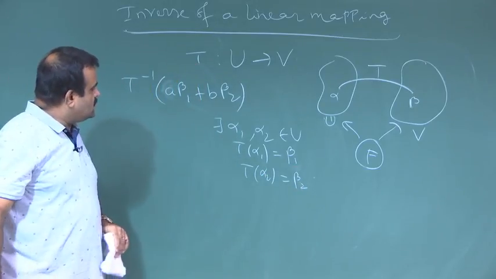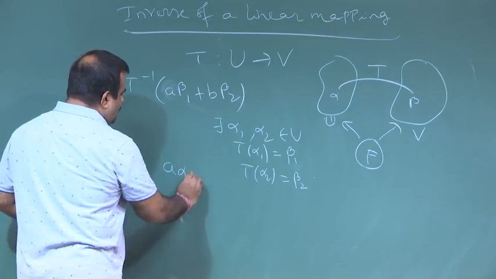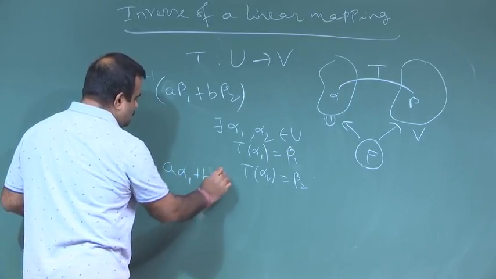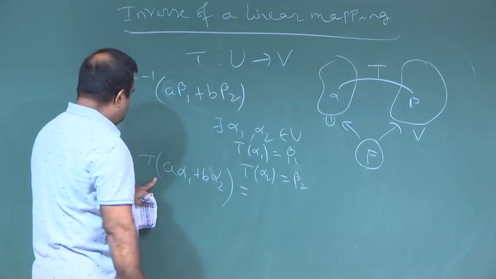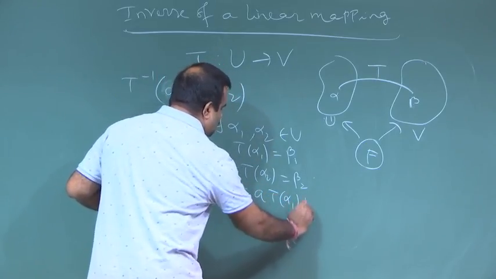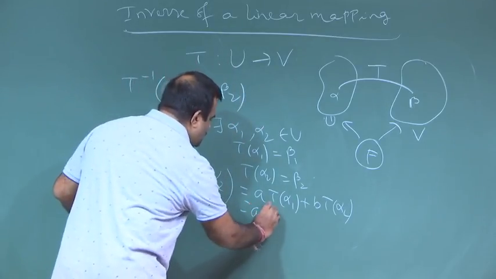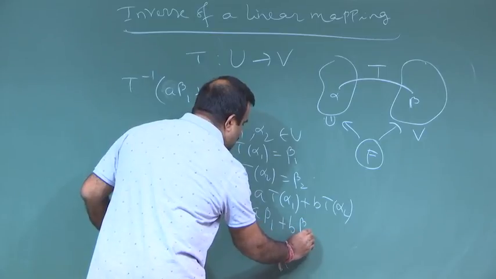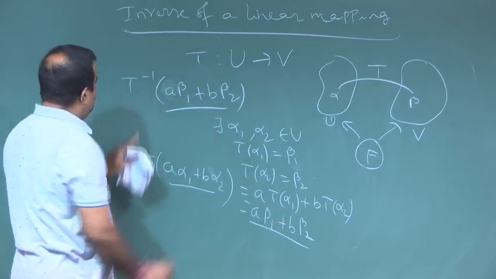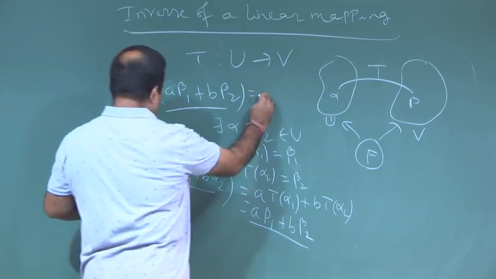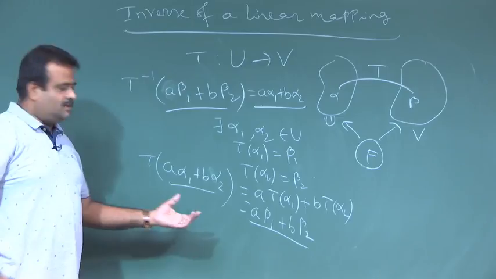So, now what do we do? We just take this. Now, what is a alpha 1 plus b alpha 2? If we apply T on it, since T is a linear transformation, this will be written as a T alpha 1 plus b T alpha 2. Now, a T alpha 1 plus b T alpha 2 is basically a beta 1 plus b beta 2. So, that means T of this is this, so T inverse of this is basically a alpha 1 plus b alpha 2. This is coming from this fact.